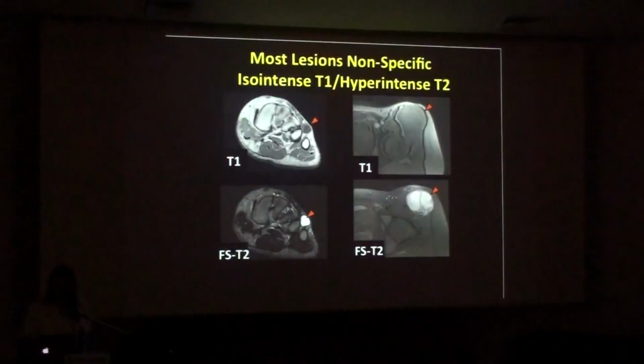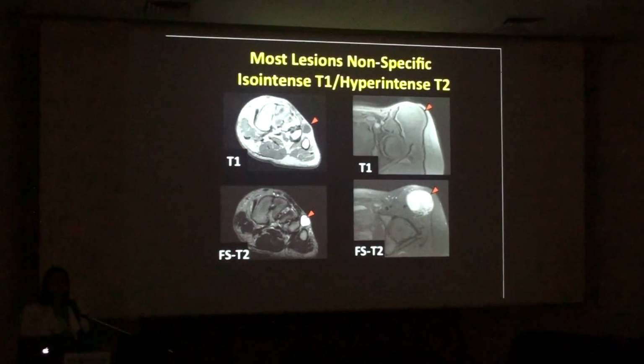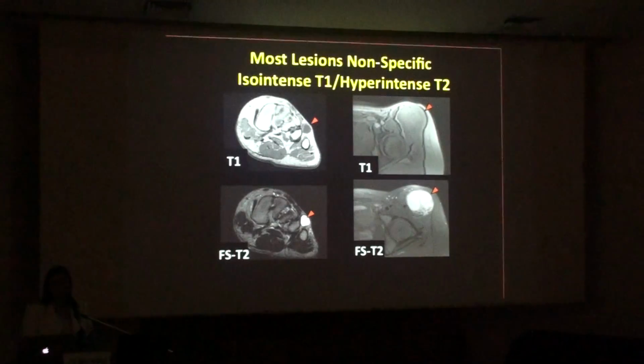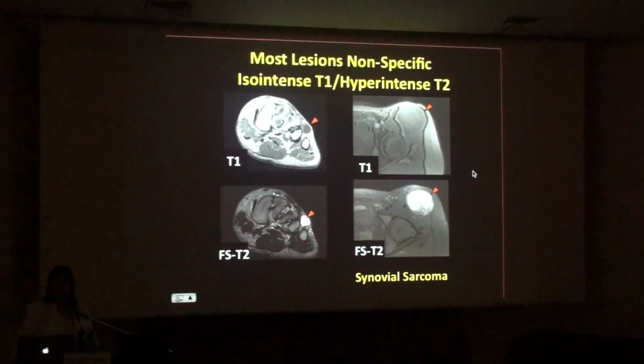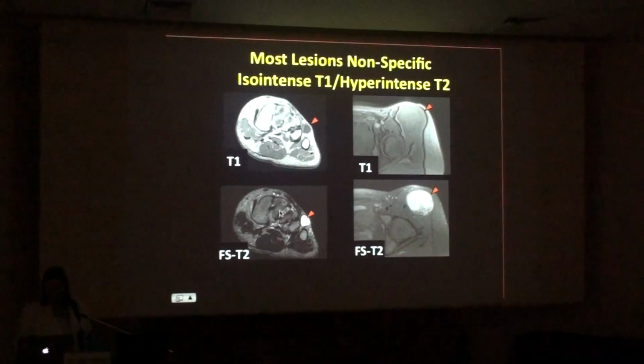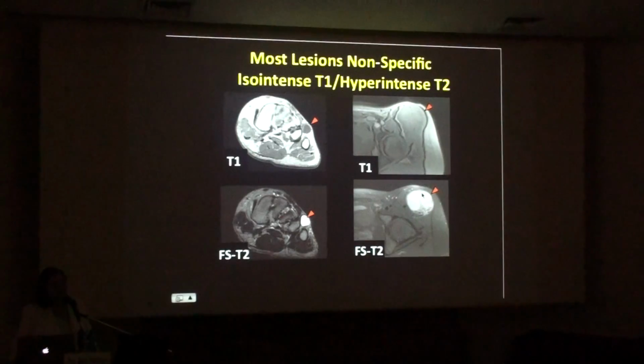So the challenge we have here, we know we're going to see these things. Most lesions are non-specific in terms of their signal intensity, and most lesions are isointense to muscle on T1 and hyperintense on T2. And so here are two different lesions, one over here, one over here. They're both isointense to muscle on the T1 weighted images, and they're both hyperintense, in this case on fat-saturated T2 weighted images. And the answer just got given away by the label. This is a little ganglion cyst in the foot, and this is a synovial sarcoma in the hip.